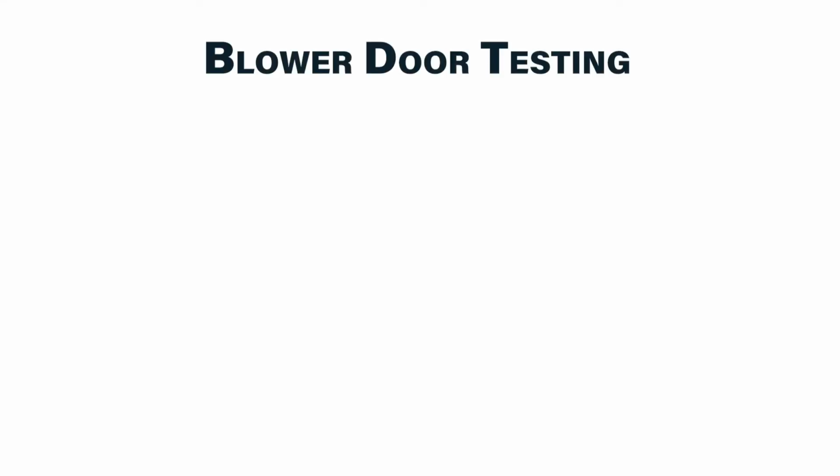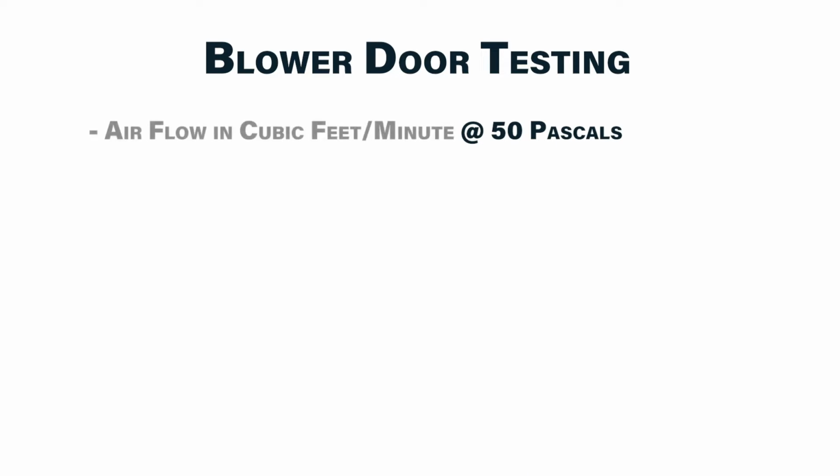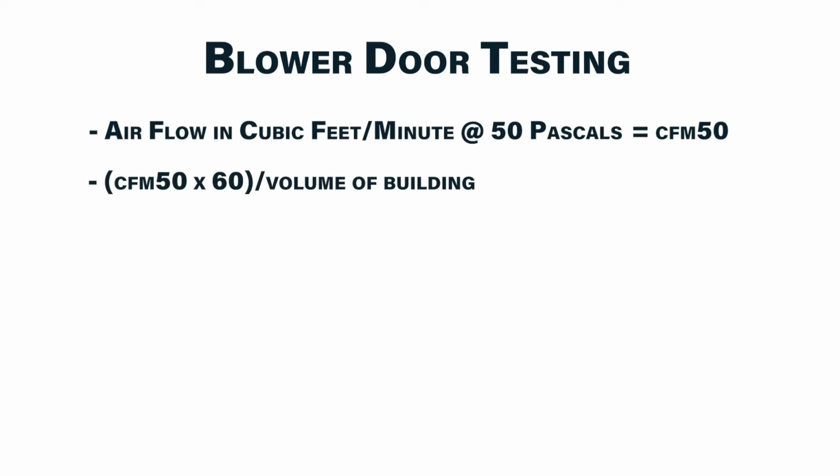The blower door system measures both the pressure difference of 50 pascals as well as the airflow through the blower door in cubic feet per minute. That number, the CFM50, cubic feet per minute at 50 pascals, along with the house volume, allows calculation of the ACH50.